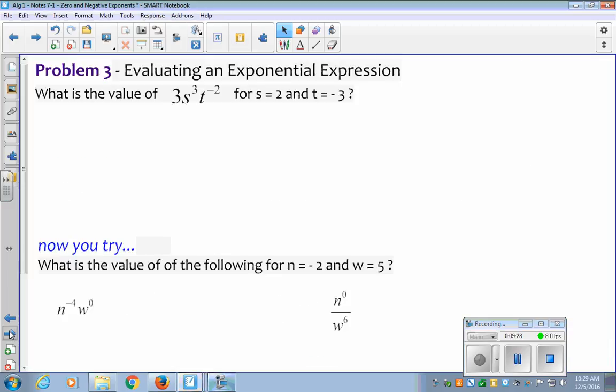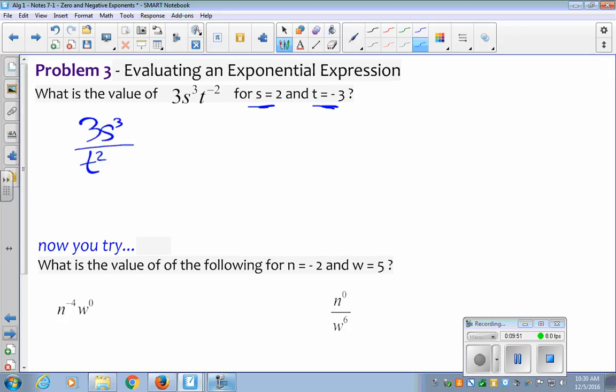Okay, so now we're going to put numbers in and solve these little algebra equations. So the first thing I want to do is simplify this, so I'm not putting crazy numbers in and then simplifying. So we're going to put in 2 for s and negative 3 for t. So we're going to have 3 times 2 to the 3rd power, and we're going to have negative 3 squared.